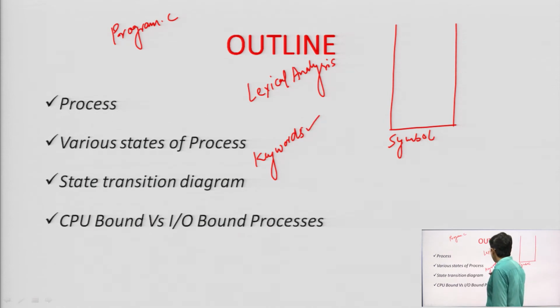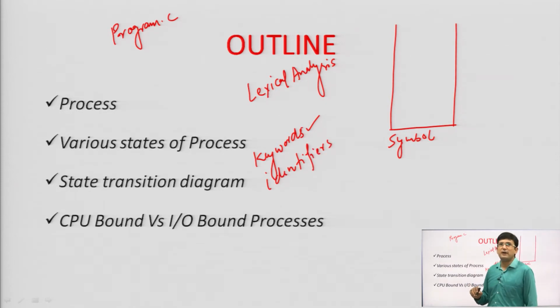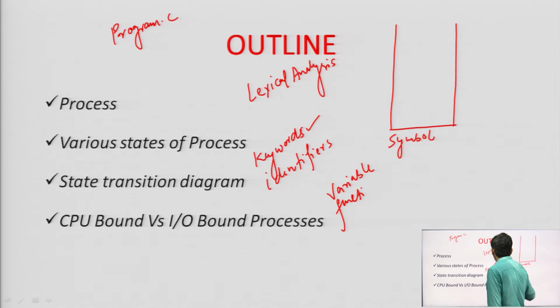After this, we go for the identification of the identifiers. Identifiers are all those names defined by the user. For example, if I have declared a variable name, that comes under the category of the identifier. If I have created a function, this also comes into the category of the identifier. If we have defined any label, that also comes under the category of the identifiers.